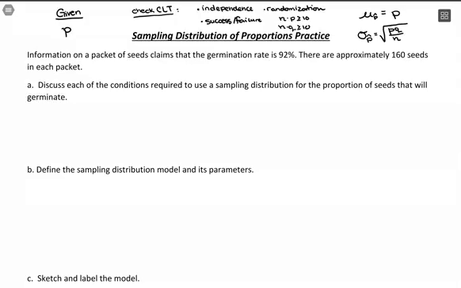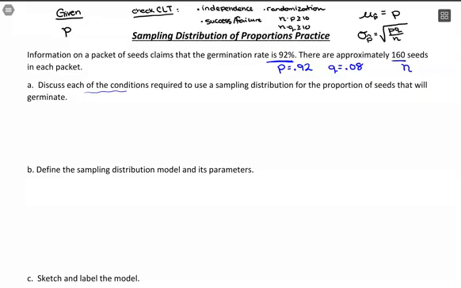So, information on a packet of seeds claims that the germination rate is 92%. This is something printed on the packet, so that would be a population value. It's what we expect when we plant those seeds. We expect 92% of them to work. So that's our population proportion, 0.92, which means q is 0.08, coming from 1 minus 0.92. Then we're going to take a sample size of 160. So we're going to look at a single packet of 160 seeds.